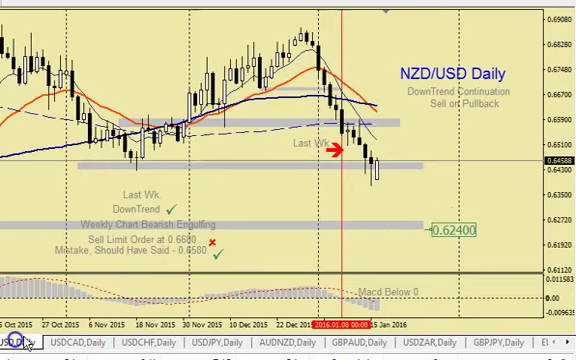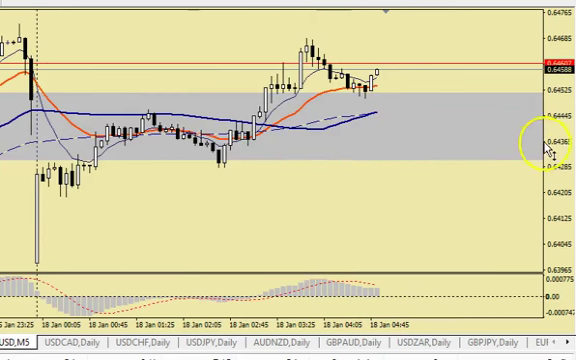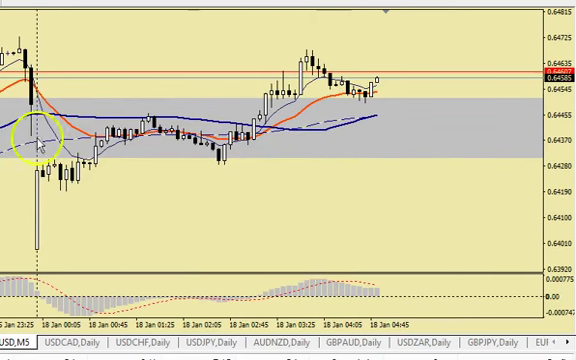Okay, now we go to New Zealand USD. Very, very similar to the Australian dollar. It just keeps going down. It's also gapped up. Let's go down to the 5-minute chart. Okay, wow, look at that gap, guys.